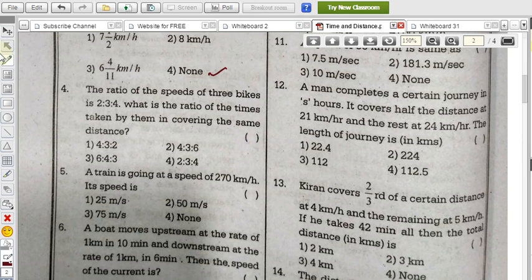Now this is a ratio question. The ratio of the speeds of 3 bikes is 2 is to 3 is to 4. The speed ratio is given. What is the ratio of the time taken by them to cover the same distance?